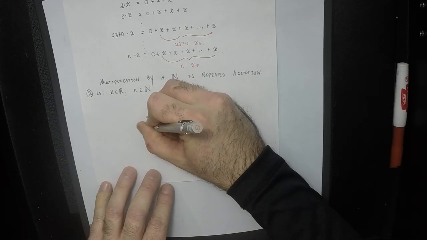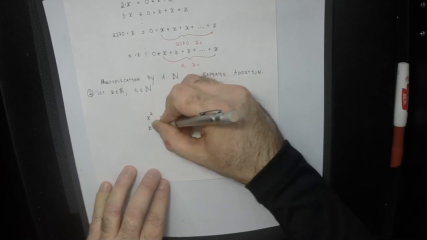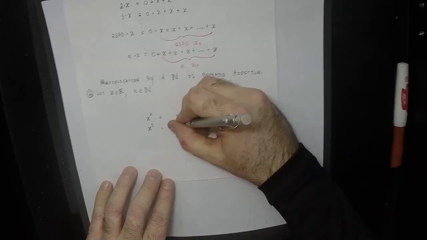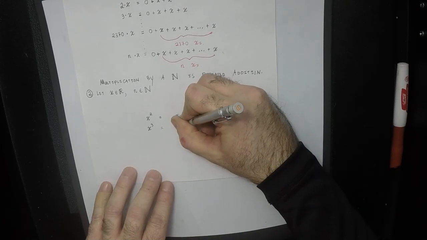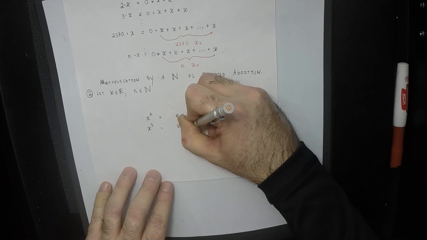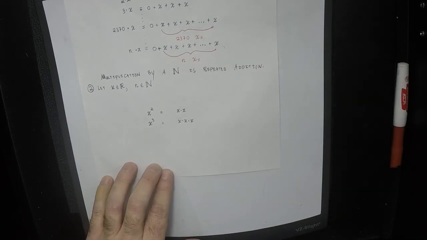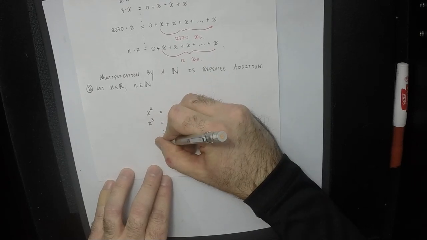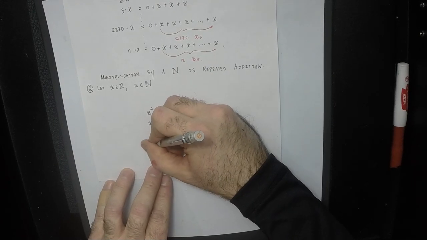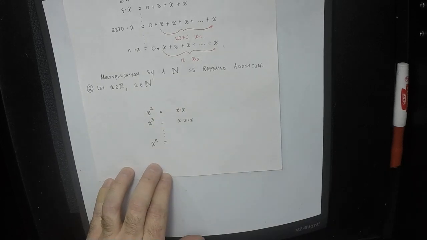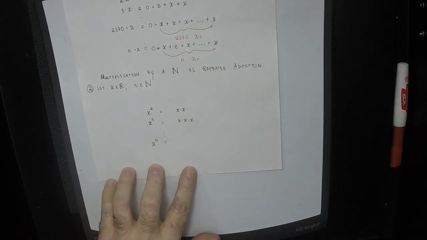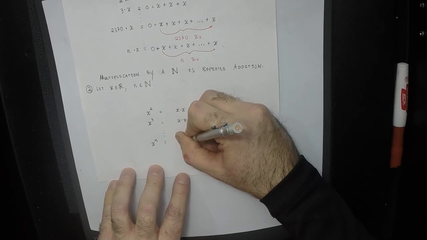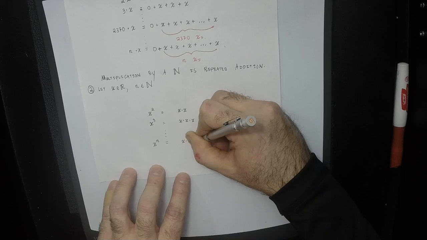So then, probably no surprise when I say x to exponent 3 means what? 3 copies of x, multiply them all together. Okay. So suppose we go to the end. X to exponent n, what does that mean? N copies of x, and we're going to multiply them all together.